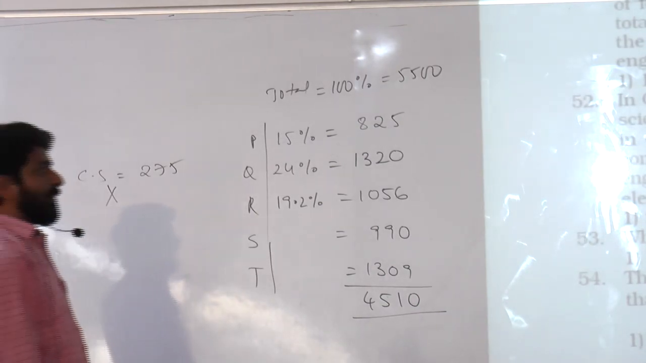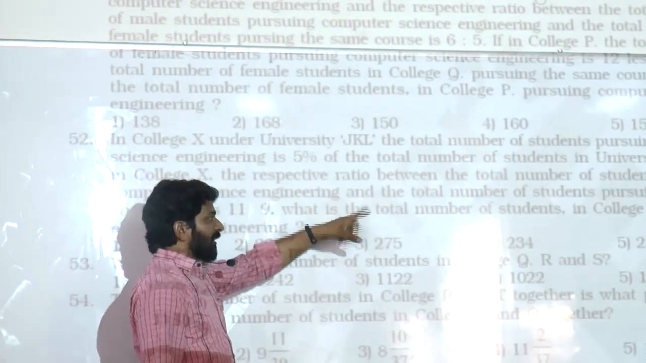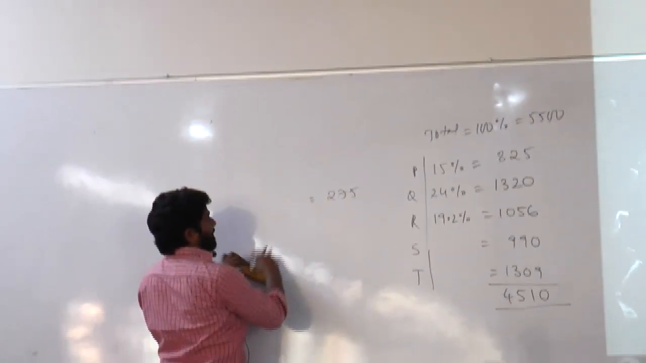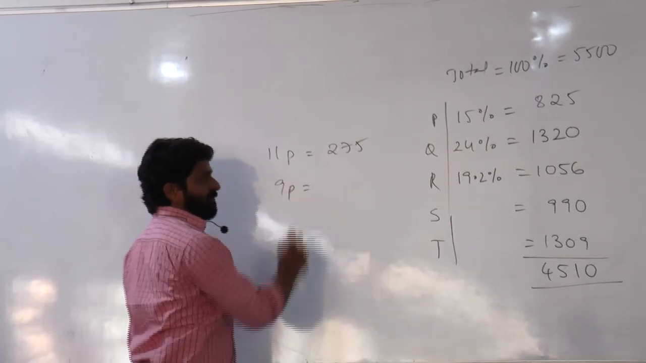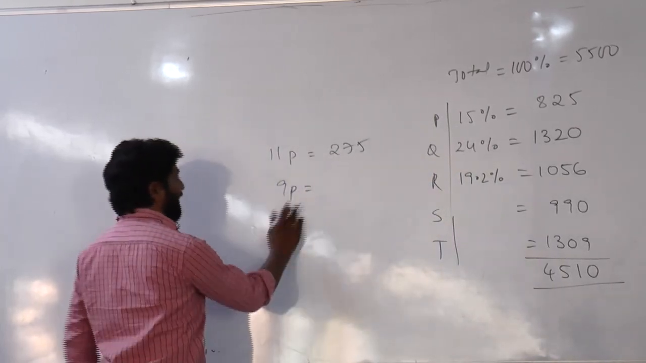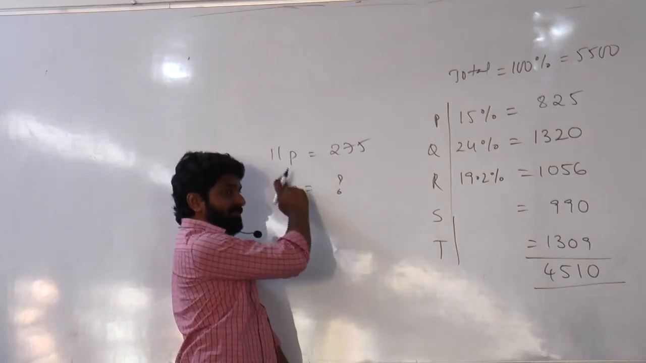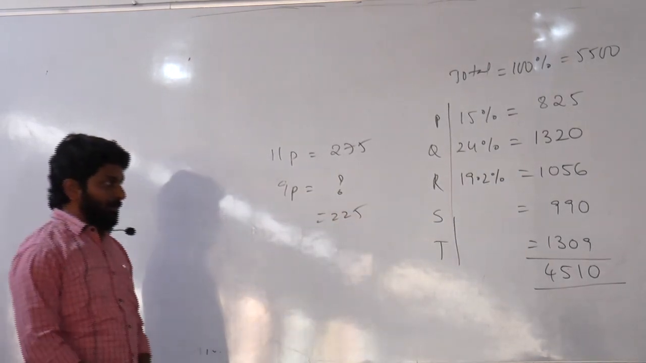The respective ratio between the total number of students pursuing computer science and the total number of students pursuing electrical engineering is 11:9. So computer science students are 11 parts, and electrical engineering are 9 parts. What is the total number of students in college X pursuing electrical engineering? This is what you need to calculate. The answer should be a 9 multiple. 11 parts is 275, so 11 times 25. 9 times 25 is 225. 225 students.